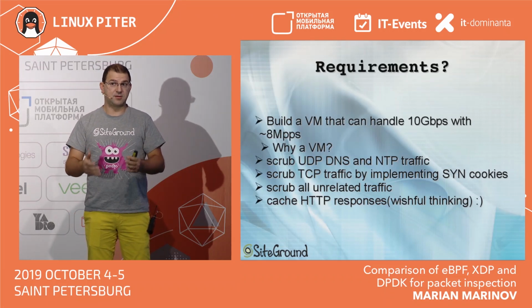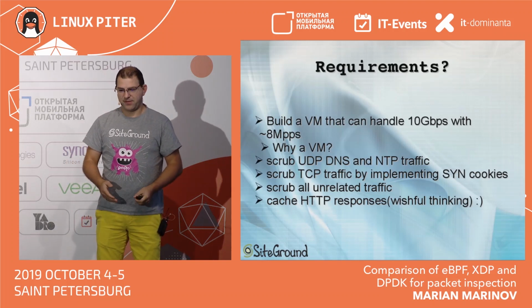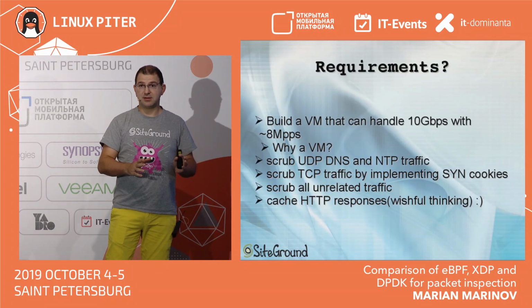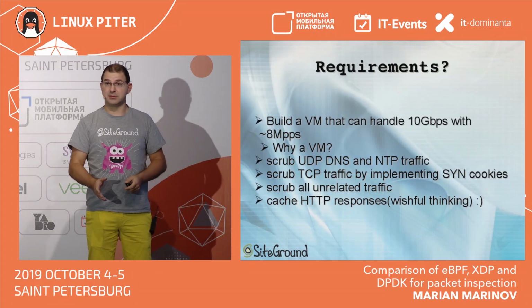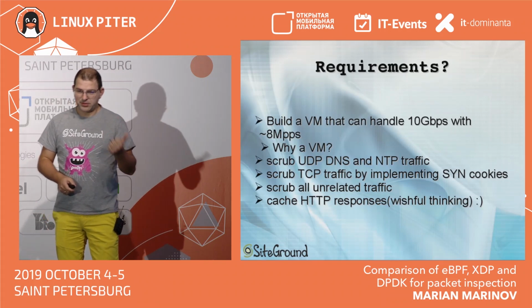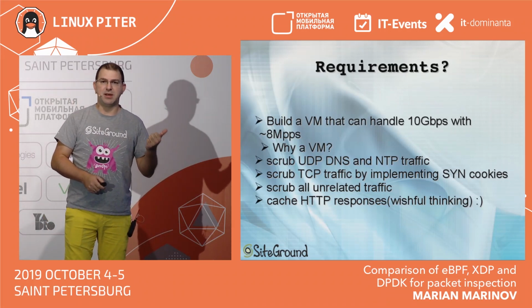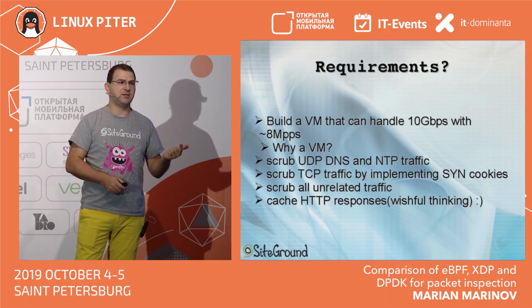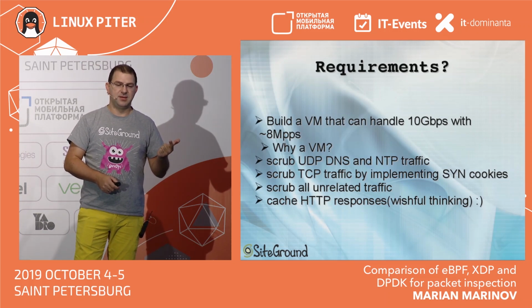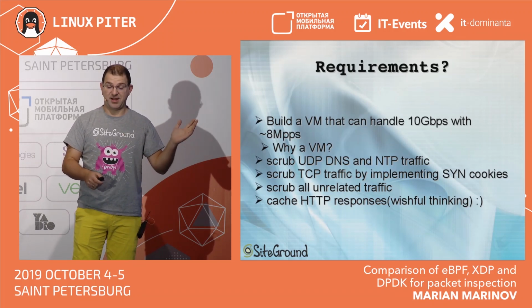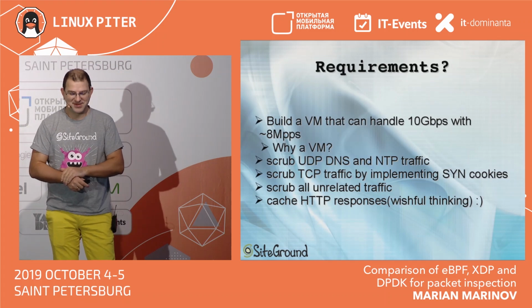So I can scrub traffic everywhere. If I make it on hardware, it will work. Unfortunately, I would need specific hardware, and I'll talk about this in a bit. So what I wanted was at least 10 gigabits bandwidth per VM and at least 8 million packets per second scrubbing power for this VM. And I want to do that in Linux, which is fine if you know what you're doing.